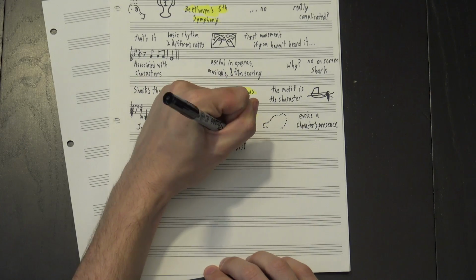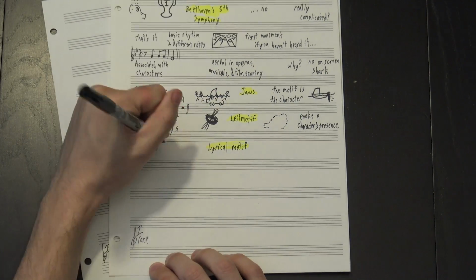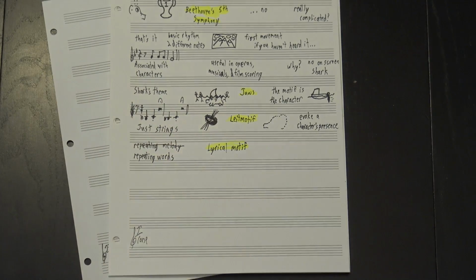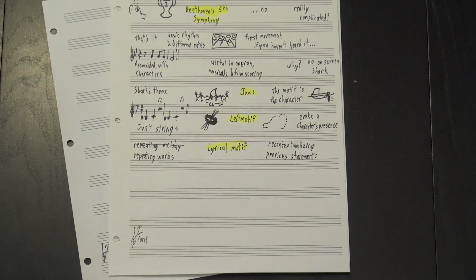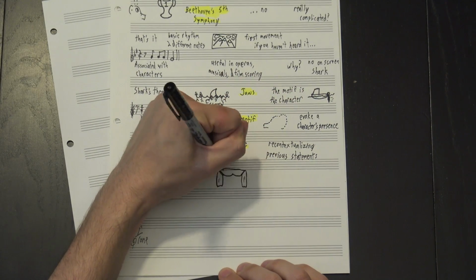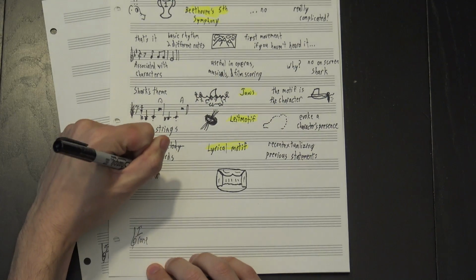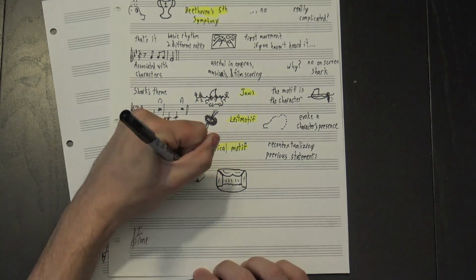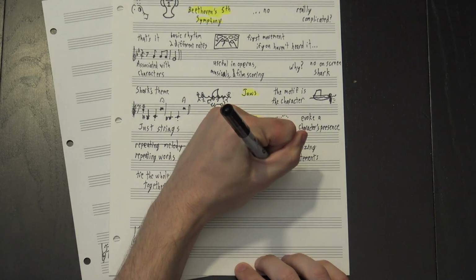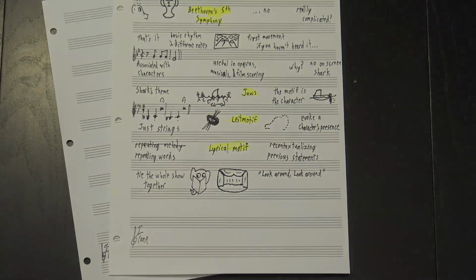Another interesting way to use these is lyrical motifs, where instead of repeating a piece of melody, you repeat a set of words, often recontextualizing a previous statement. This is, again, especially useful in theatrical settings where this sort of callback can help tie together an entire show. For a great example, look at how many different ways the line "look around" is used in Hamilton.